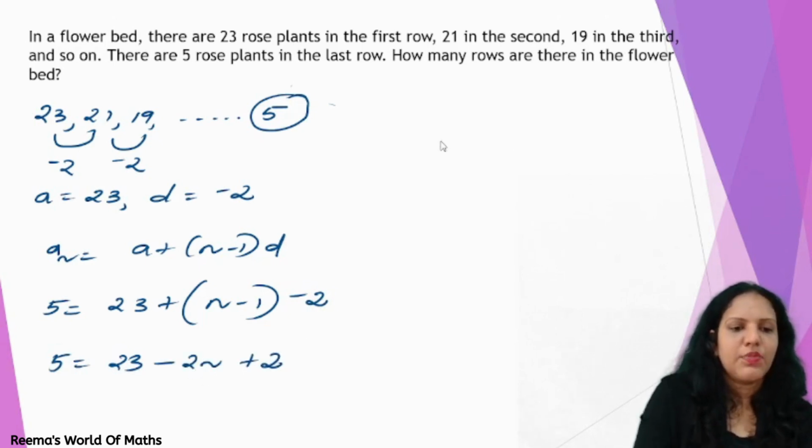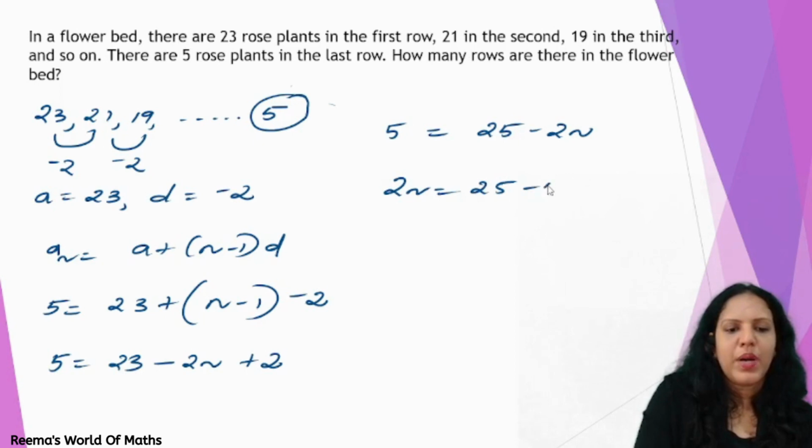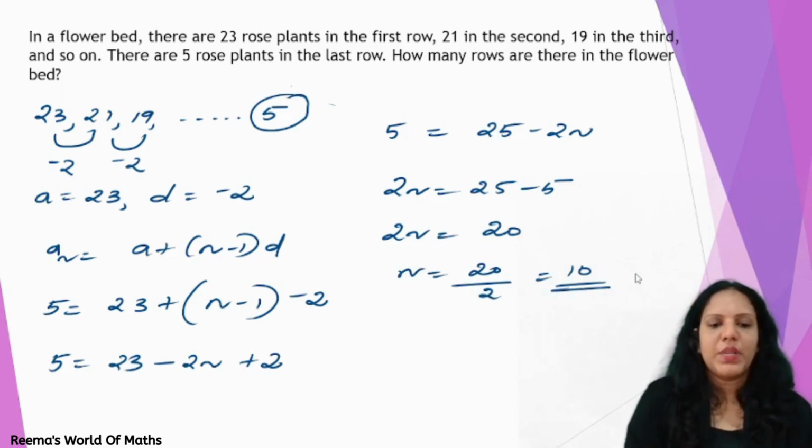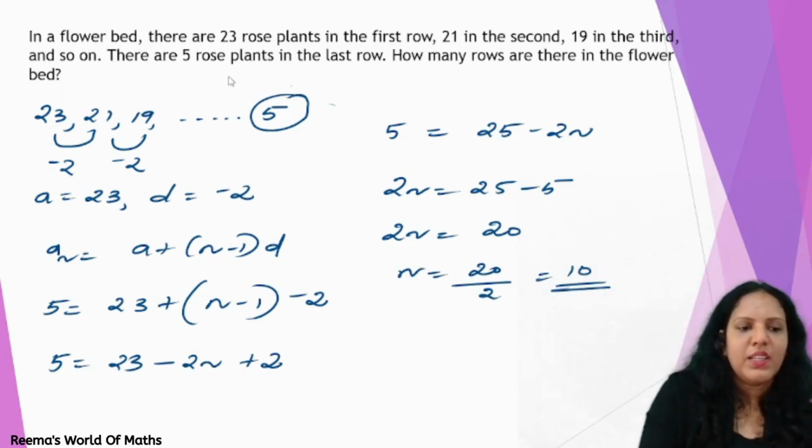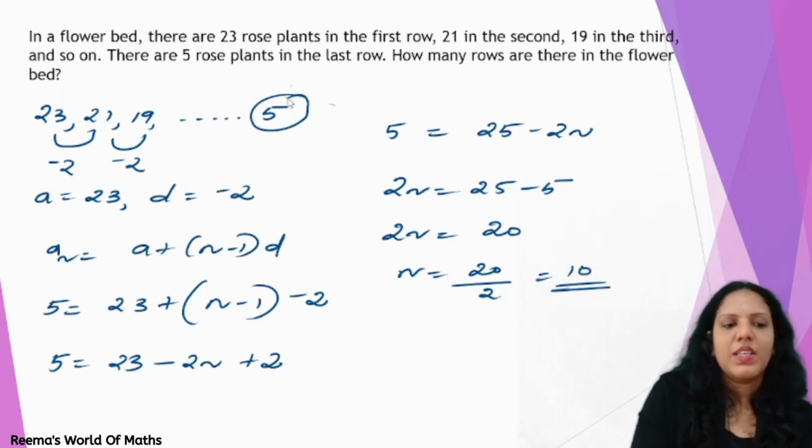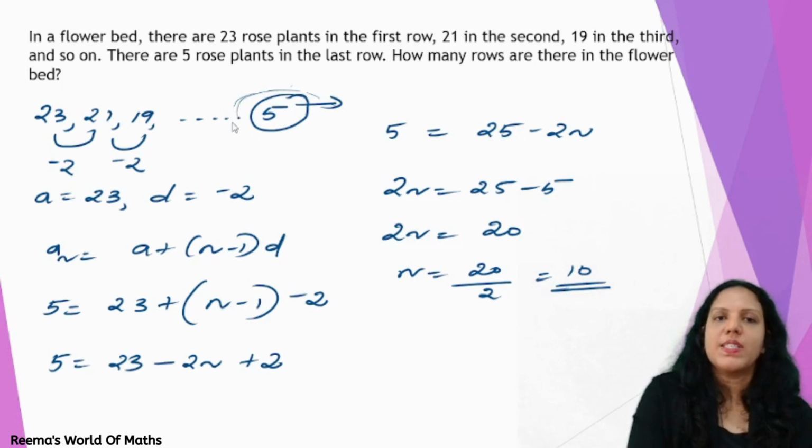Correct? So that is 5 equals 25 minus 2n. We can take 2n to the other side. So 2n equals 25 minus 5, which is 20. n equals 20 divided by 2. n equals 10. So the flower bed has 10 rows, and the last row has 5 rose plants. So 5 is the 10th term of this AP.